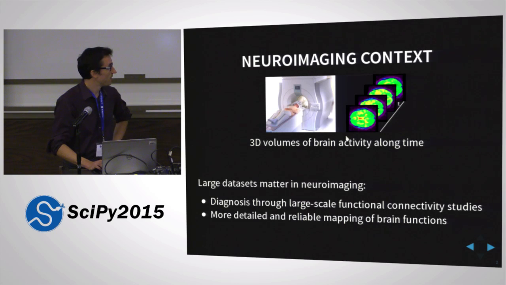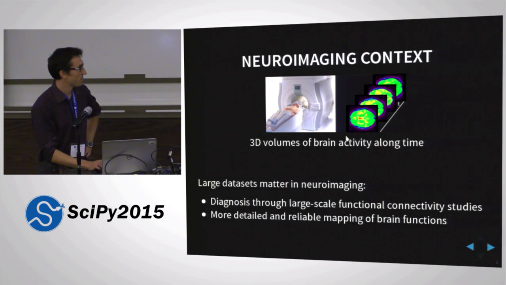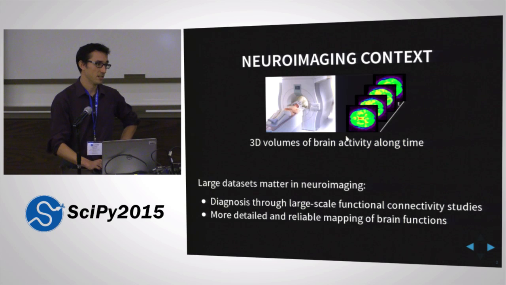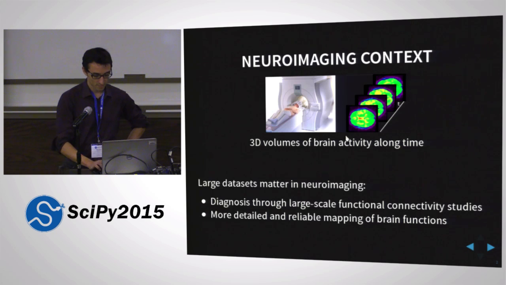Why do large datasets matter in neuroimaging? A few reasons. You can do diagnosis, like autism or early Alzheimer's disease, through large-scale studies, and also you can understand the brain a little bit better if you, for example, do meta-analysis of a lot of different individual studies.